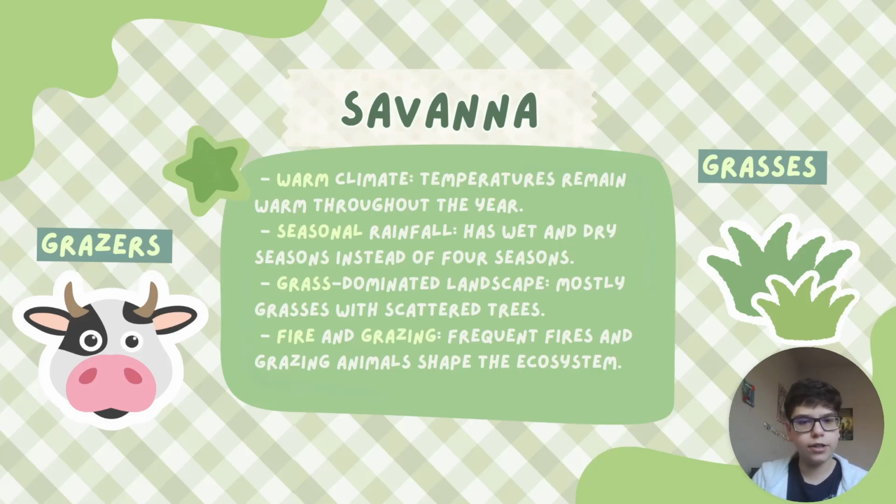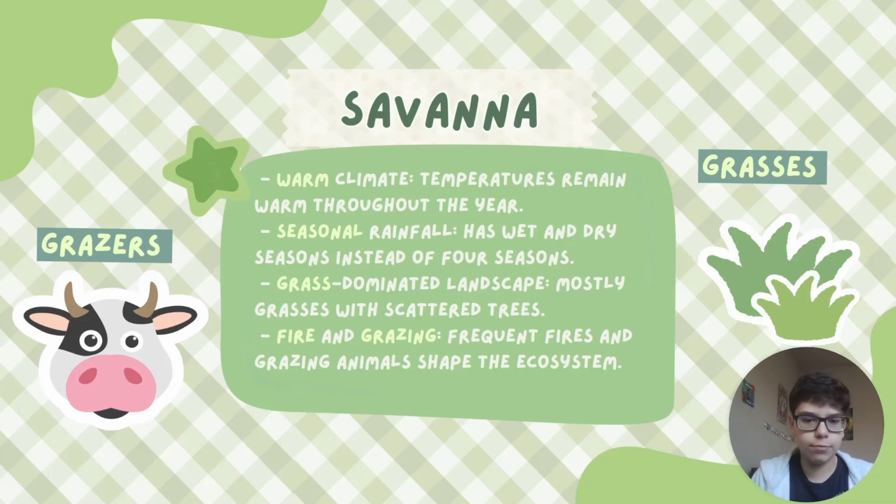So similarly to the tropical rainforest area, this has a warm climate year round. It's not as bad as a tropical rainforest, but it's still pretty warm. And instead of having no seasons in a sense, it has seasonal rainfall. So this is where you're going to have your wet season and your dry season instead of all four seasons. And this landscape is really just a bunch of grasses with scattered trees every now and then.